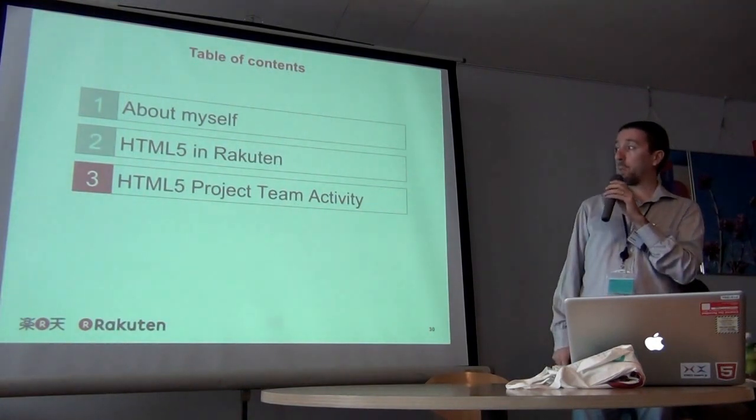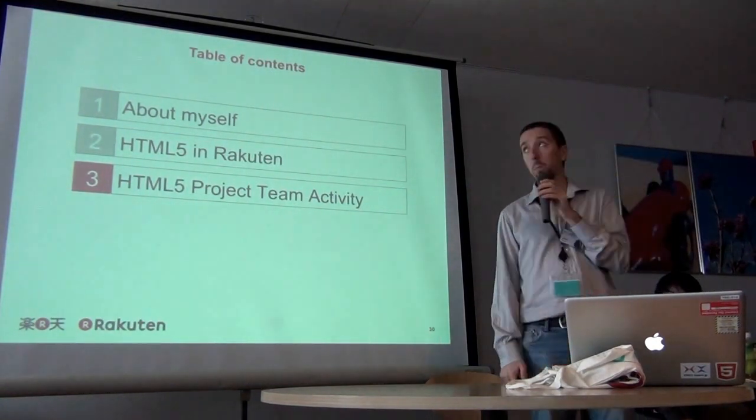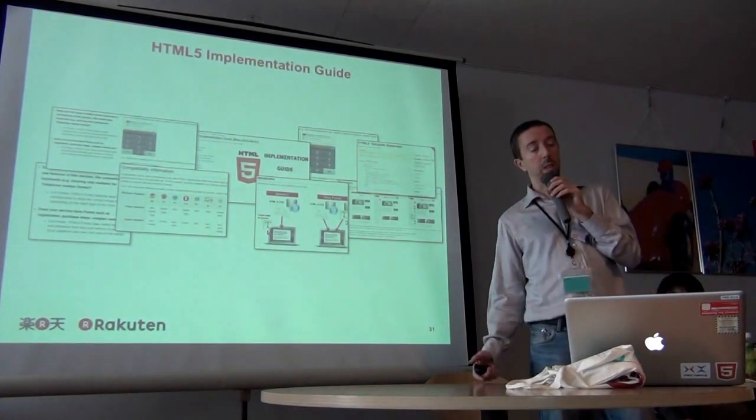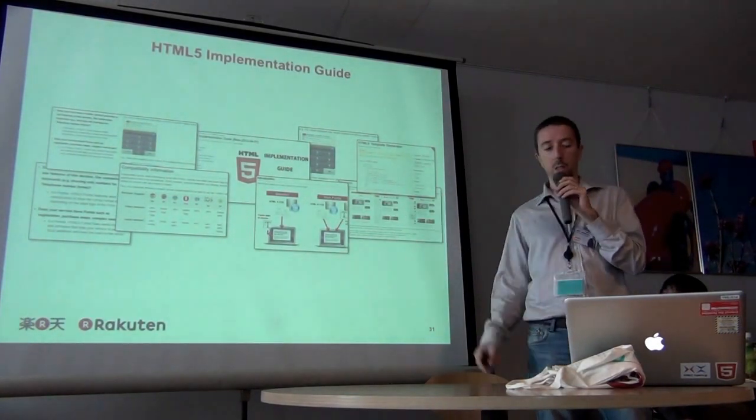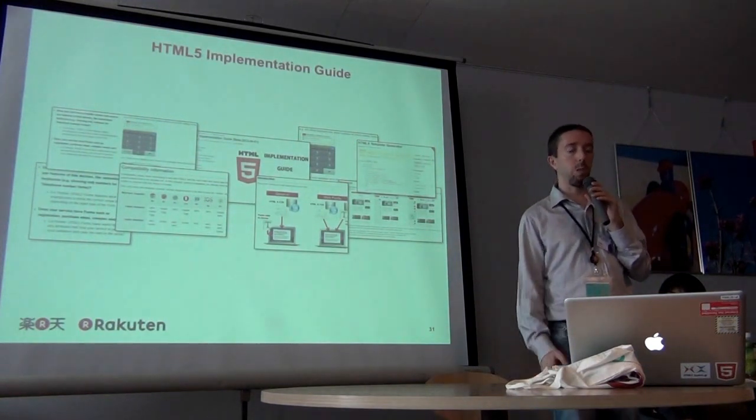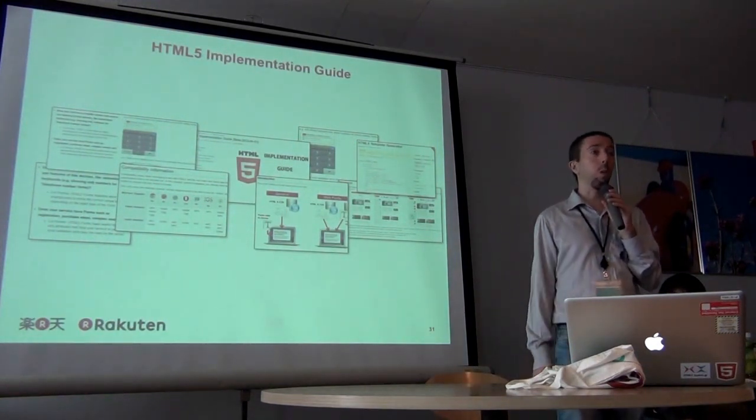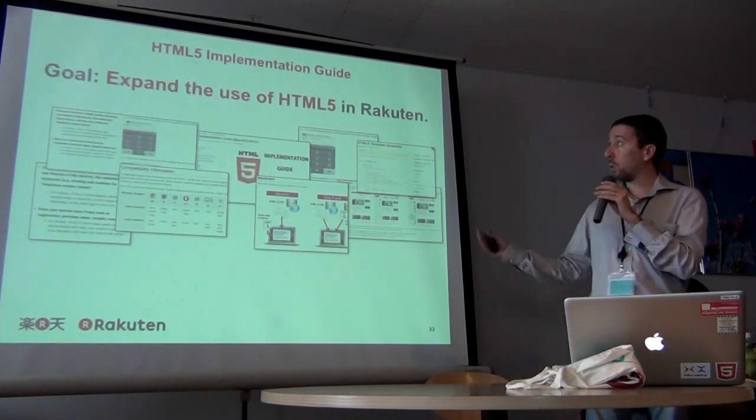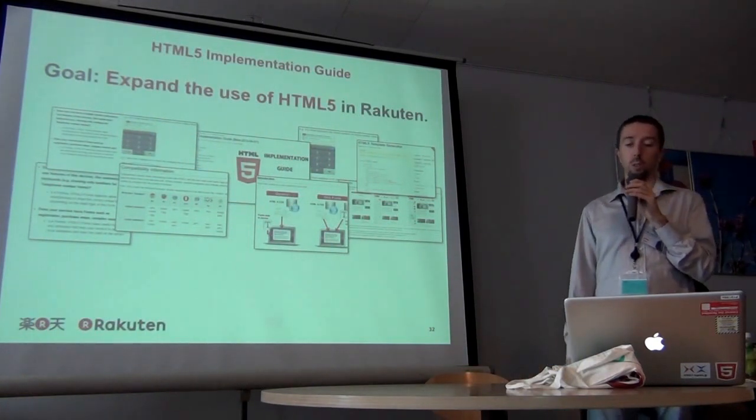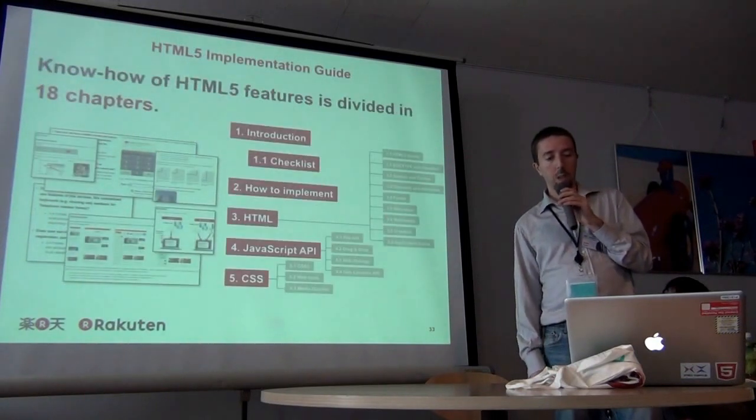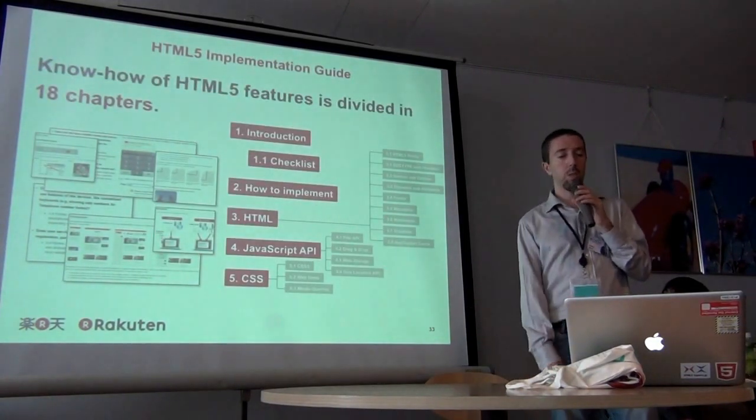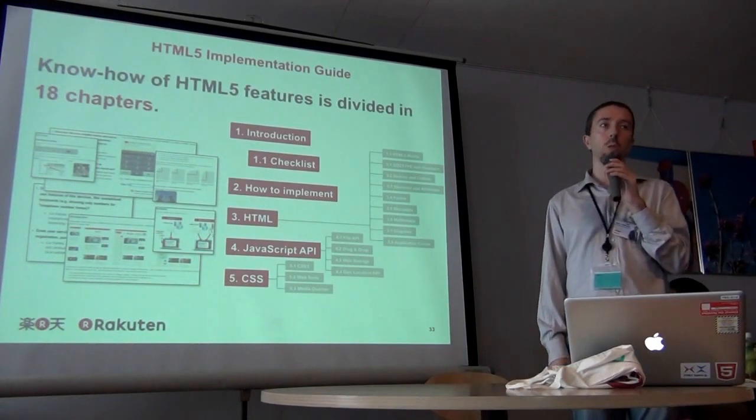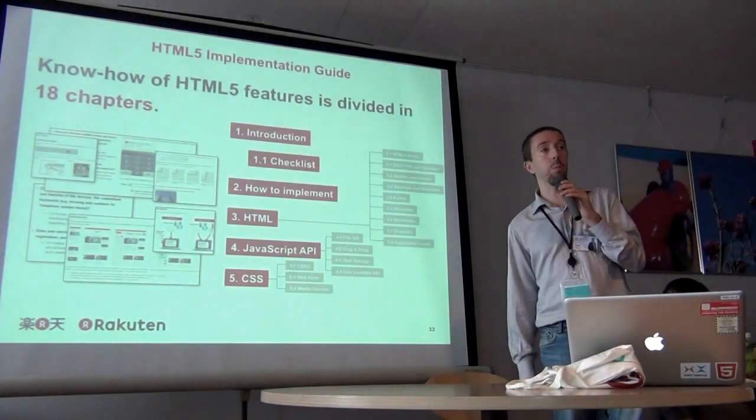So now, my team activity, the HTML5 project team activity. The HTML5 implementation guide has all these pages, it's a website in Confluence, which is the internal wiki we use in Rakuten. Its goal is to expand the use of HTML5 features in Rakuten. It has 18 chapters, and it's basically a manual that explains how to use HTML5 features in our websites.